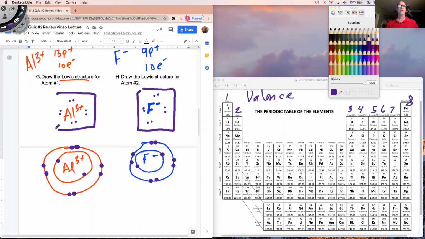All right, now pay attention to how we do the Lewis structure. Some of you on your assignments were putting the protons and neutrons. You don't need to do that. You just write aluminum 3 plus or F minus and draw the number of electrons that are on the outside.